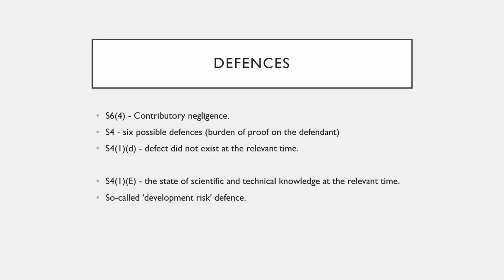There are also defences to this despite the whole strict liability. The biggest one is contributory negligence. It's not a complete defence, but it's a partial defence. And then the Act actually provides a lot of the defences. Looking at section 4.1d, one of the defences is that the defect did not exist at the relevant time, so if it existed later on. And another one is section 4.1e, which is the state of scientific and technical knowledge at the relevant time. That's basically what they knew, so how things develop.